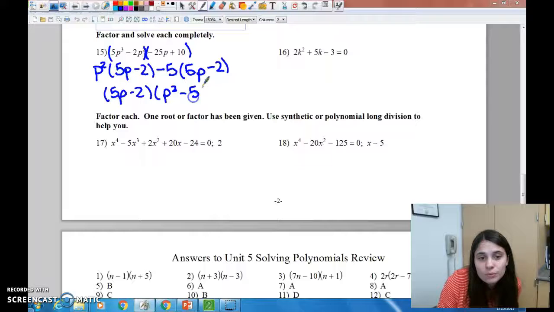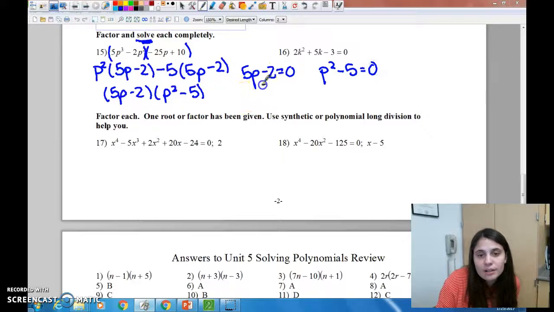If all it asked me to do was factor, this would be my answer, but this says to factor and solve. So I'm going to set each of these equal to 0, so 5p minus 2 equal to 0, and p squared minus 5 equal to 0. Over here, I'm going to add 2 to both sides, so 5p equals 2, divide both sides by 5, p equals 2/5. So my first solution is 2/5.